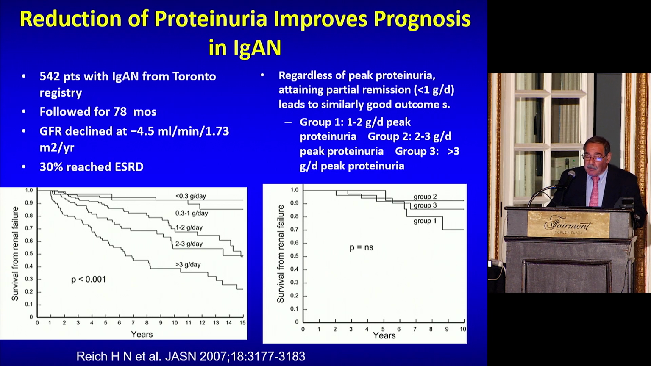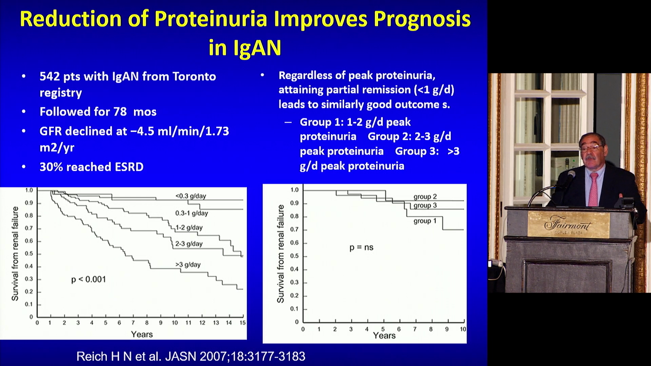The other very important thing in this study that Heather Reek did with Dan was they looked at the patients and they said, if you started with any level of proteinuria, 1 to 2 grams, 2 to 3 grams, over 3 grams a day, if you started with any of those levels, but you brought it down, either through ACE inhibitors and ARBs, either through immunosuppression, etc., what was your outcome? The outcome was the same. They all did equally well if you reduced the proteinuria.